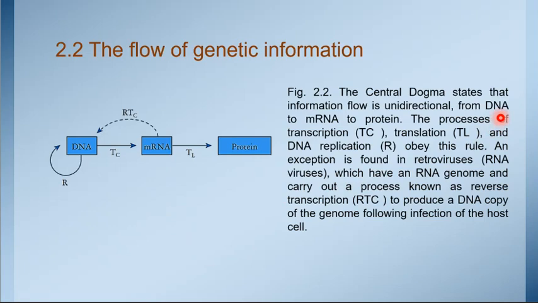You can see here from DNA to mRNA to protein, the processes of transcription (TC), translation (TL), and DNA replication (I) obey this rule. An exception is found in retroviruses or RNA viruses, which have an RNA genome and carry out the process known as reverse transcription (RTC) to produce a DNA copy of the genome following infection of the host cell.